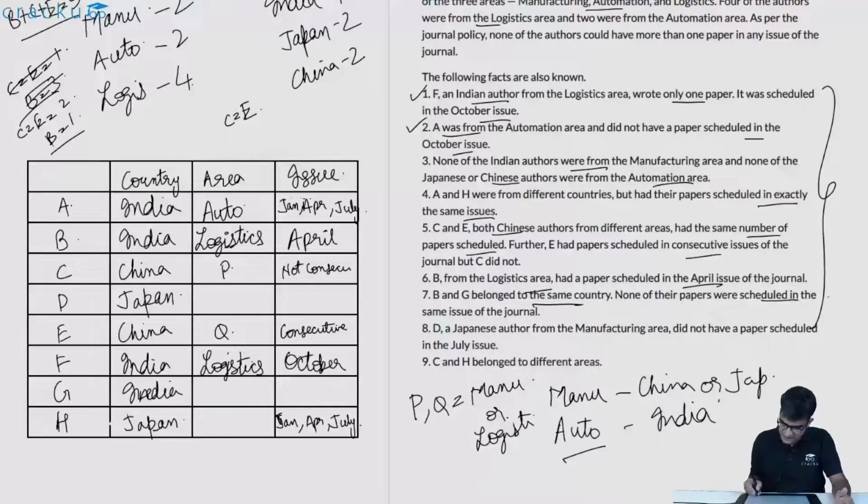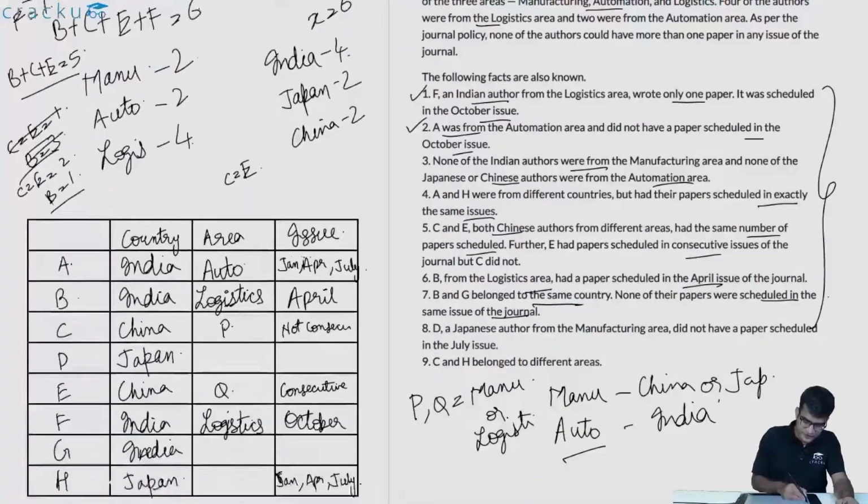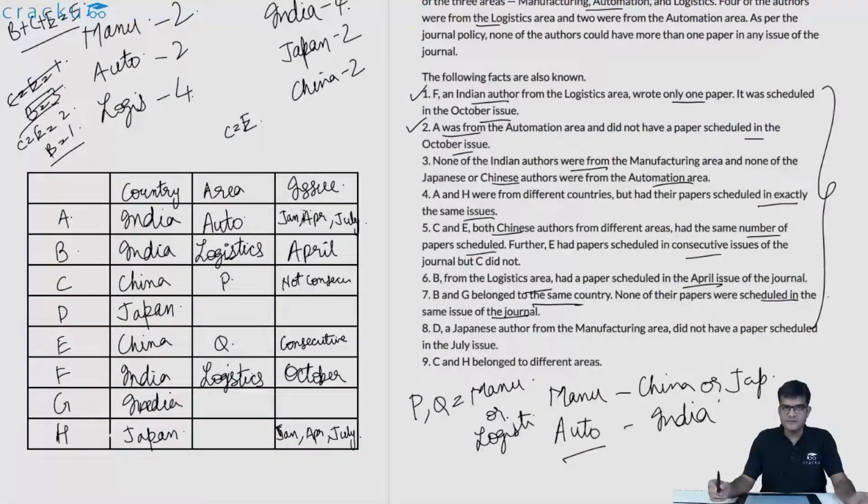None of these papers were scheduled in the same issue of the journal. Now we know that B is from April and G has scheduled 3 issues. So this would imply that G was from the remaining 3 months. That is, one is January, April is not there, then is July and finally October. D is a Japanese author, which we know, and he is from manufacturing.